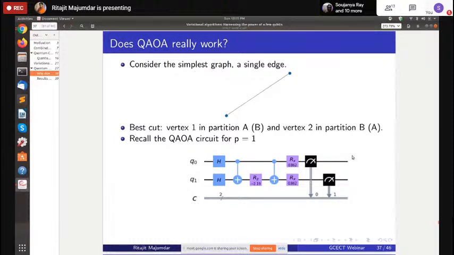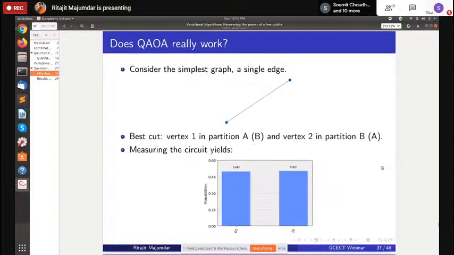So if we just run this circuit, this is the solution that we get. So you see, we get 0, 1 or 1, 0 with equal probability. And both are valid. We don't get actually 0, 0 or 1, 1. But let's not fool you with this example.